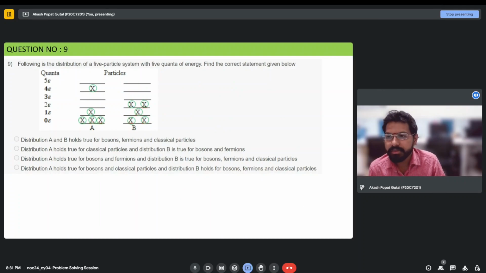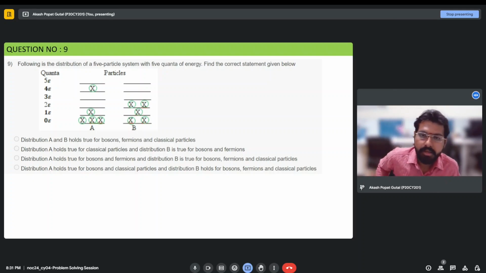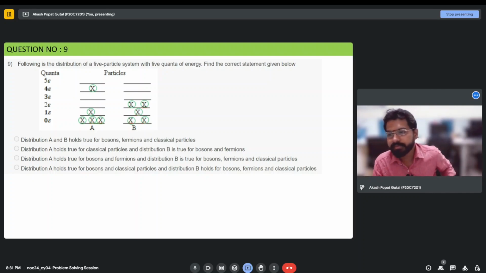So the last question, the next question: the following is the distribution of a 5 particle system with 5 quanta of energy. Find the correct statement given below. The distribution of quanta and particles is given, and 4 options are given. So please try to find out the answer.